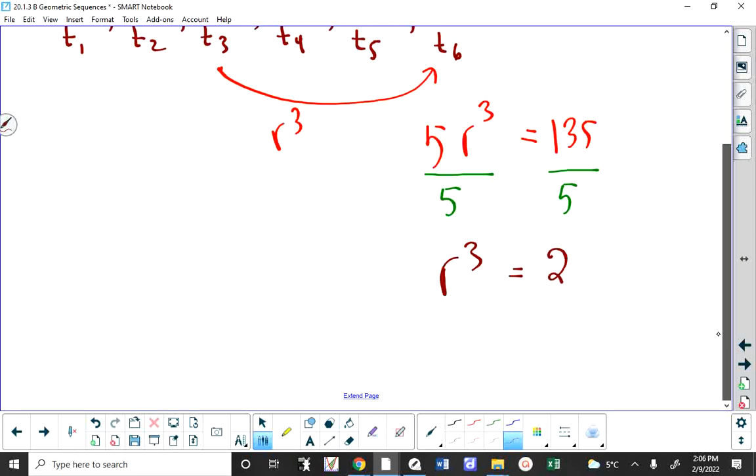$27. So now I need to take the cube root of that. And sooner or later, you need to become familiar with things like perfect cubes. I'm just training you for next year. How many of you know that if r cubed is 27, r must be 3?